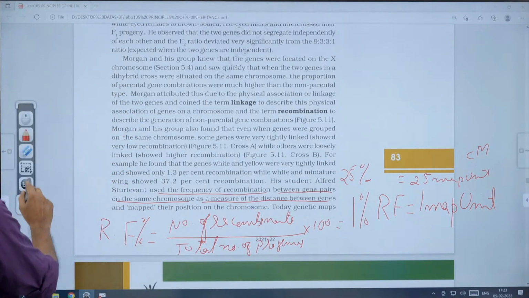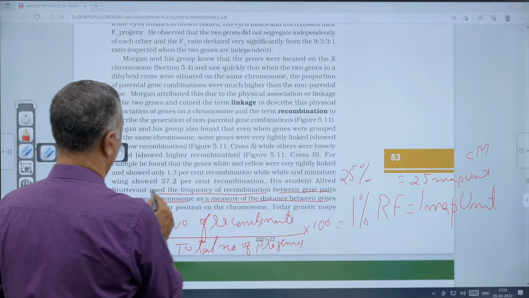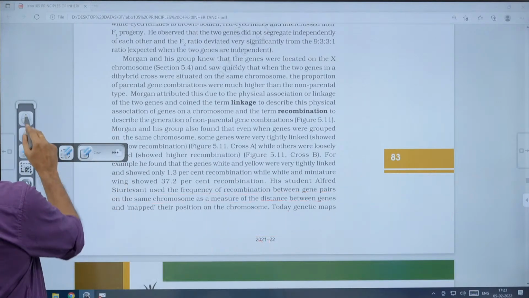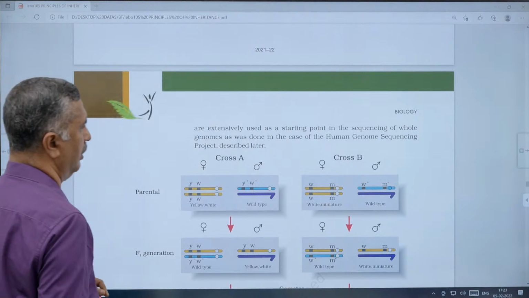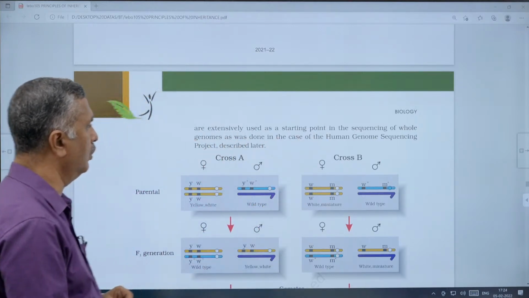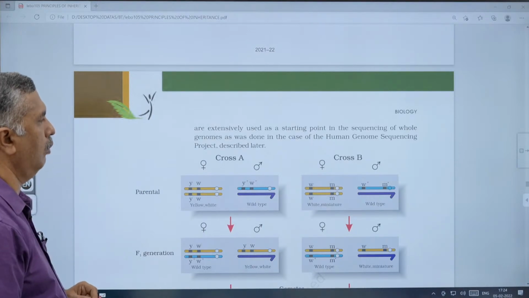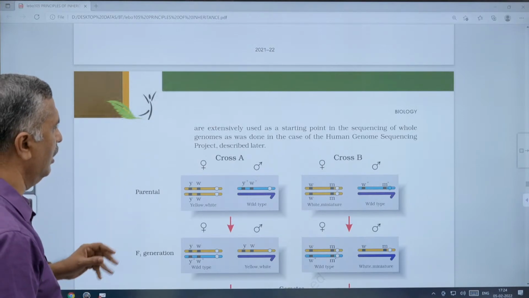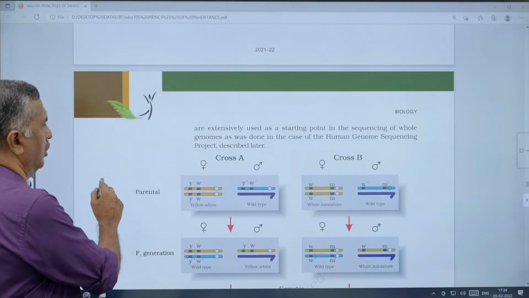That is the gene mapping or chromosome mapping by Alfred Sturtevant. He was a student of Morgan. Then the next very important point: gene mapping is extensively used as a starting point for sequencing of whole genomes, in the case of the human genome sequencing project. Gene mapping or chromosome mapping is used there.